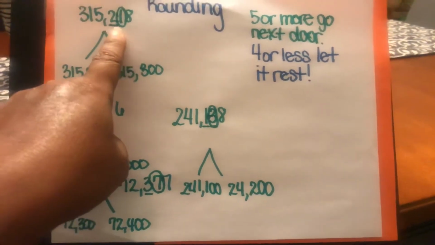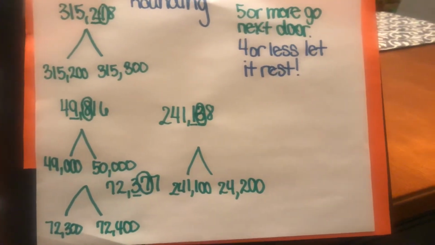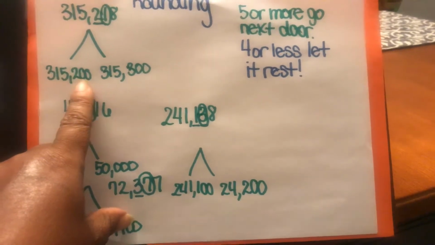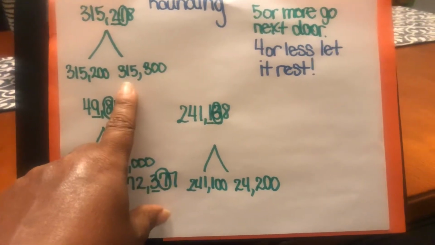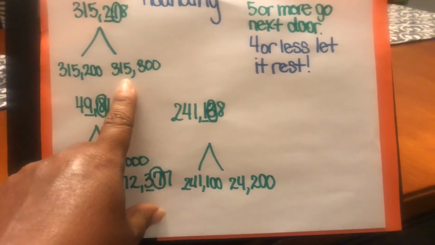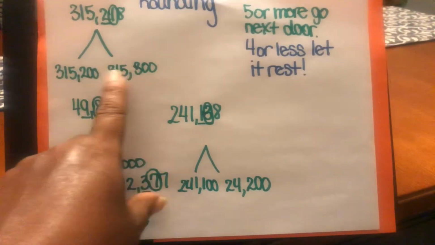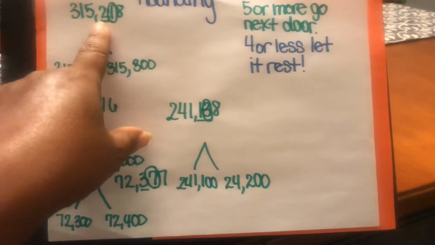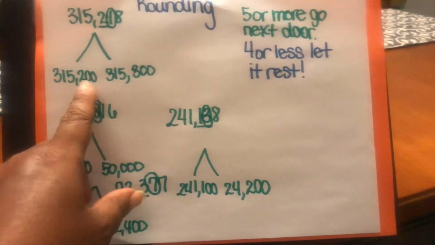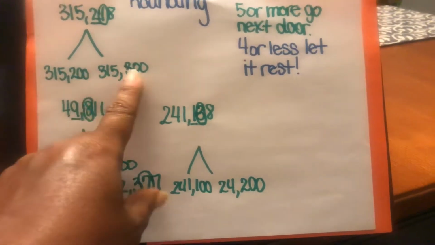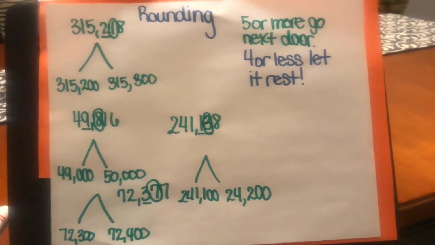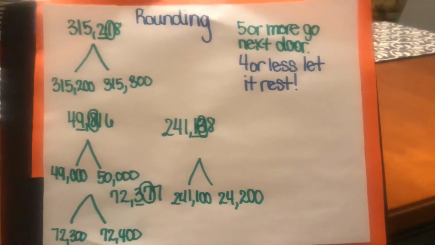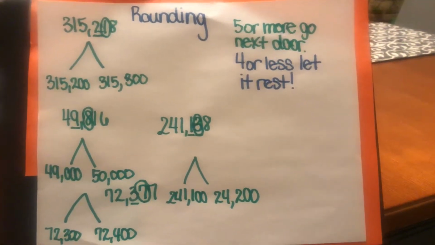So I'm looking to round to the nearest hundred. So the first benchmark number would be 315,200. And the second benchmark number would be 315,300. Notice these two numbers are in the hundreds place. The number here, 218, is going to fall between 200 and 300 in the hundreds place. So the digit that I circled is going to determine if I round up or down.